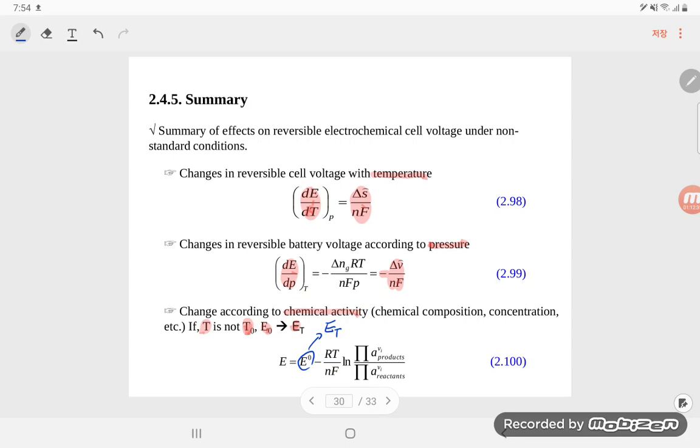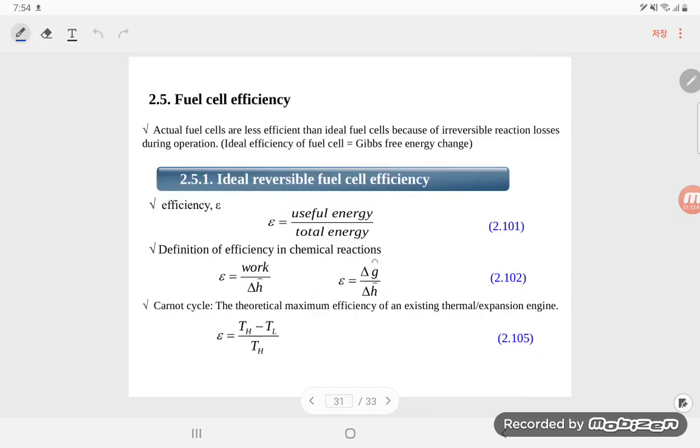So this is the summary of the effect of the other three variables on the reversible voltage. And finally, in chapter 2, let's move on to the fuel cell efficiency. The actual fuel cells are less efficient than ideal fuel cells because of irreversible reaction losses during operation. Ideal efficiency of the fuel cell equals the Gibbs free energy change.